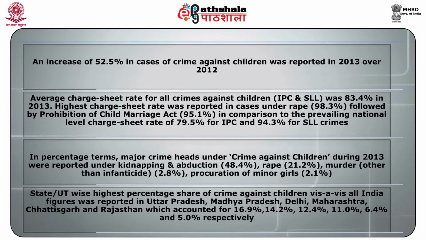In percentage terms, major crime heads under crime against children during 2013 were reported under kidnapping and abduction, which is 48.4%, rape 21.2%, murder other than infanticide 2.8%, procuration of minor girls 2.1%. State or union territory wise, the highest percentage share of crime against children, all India figures, was reported in Uttar Pradesh, Madhya Pradesh, Delhi, Maharashtra, Chhattisgarh and Rajasthan, which accounted for 16.9%, 14.2%, 12.4%, 11.0%, 6.4% and 5% respectively.